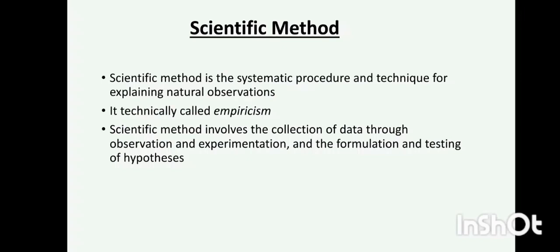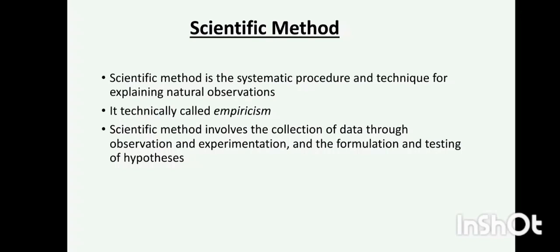Today we are discussing the major steps in the scientific method. The scientific method is the systematic procedure and technique used in scientific inquiries and investigations for explaining natural observations. It is technically called empiricism.